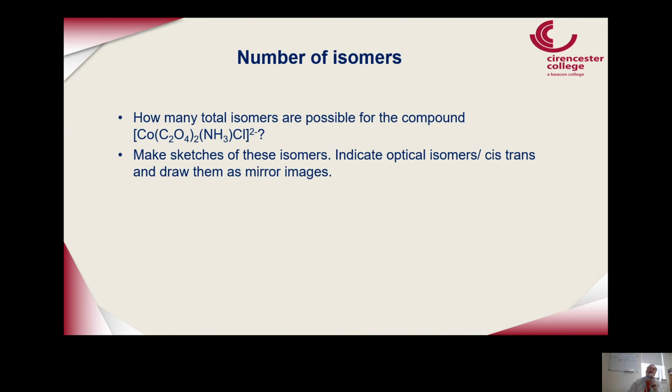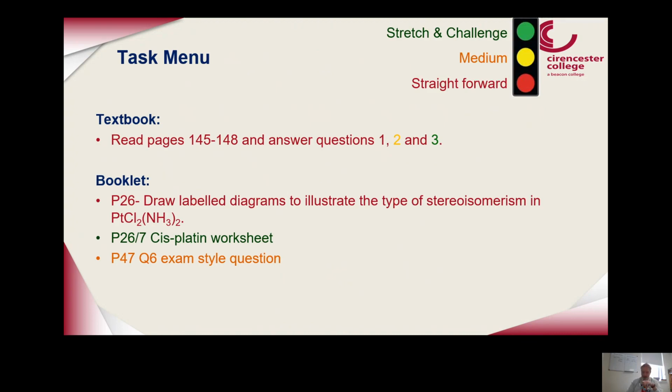So how many total isomers are there for this particular compound? It's cobalt with ethandioate ions, and ammonia, and a chloride. Make sketches, indicate optical isomers, and draw them as mirror images. So that's a task for you to do. Have a go at it, and when you have had a go at it, come back here, and then I will tell you the answer. Right. So you should have had a go at trying to draw those. And you should find that there are 3. And that is it for this session.